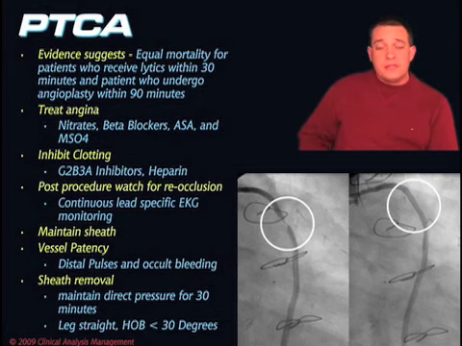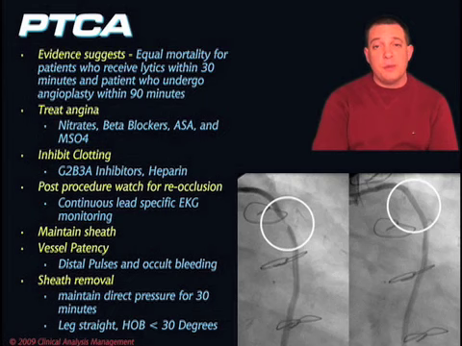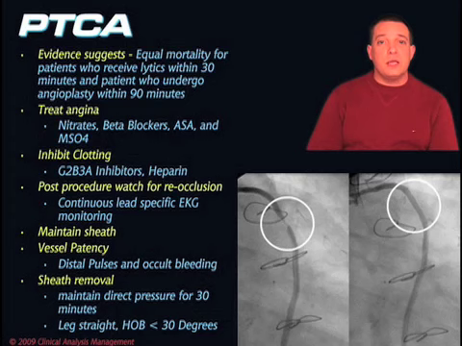Now, the other thing is if the sheath is in place, we want to make sure that the vessel that's distal to the sheath is still patent. So we want to make sure we've got good distal pulses. Again, in the transport setting, one of the things we can do to make that a little bit easier for us is to put a pulse ox down on their toe, whichever foot is cathed.